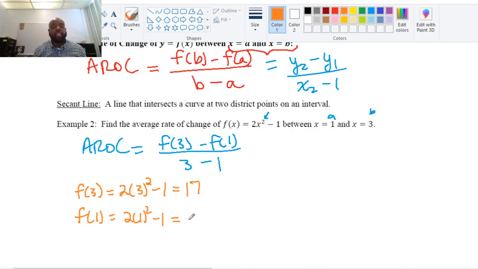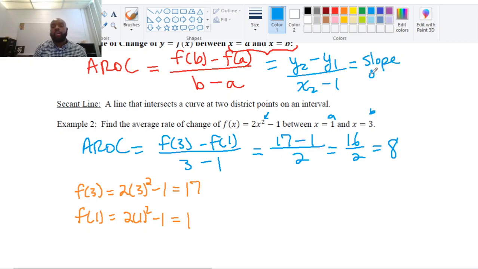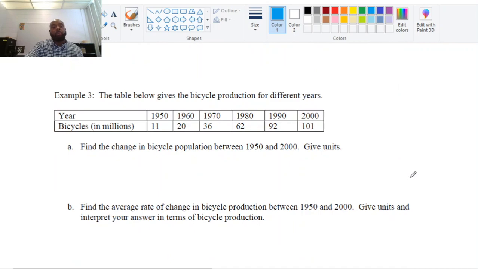That'd be 17, and that would be a 1. And so our average rate of change, which is the same thing as the slope of your secant line, remember that? 17 minus 1 over 2, which is 16 over 2, which is 8. All right? So remember, this equals a slope of your secant line. Since it's a slope, we interpret it very similarly to slopes, and we can get units very similarly to units of slopes. Let's look at another example.